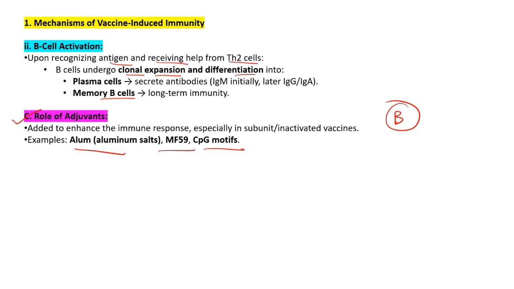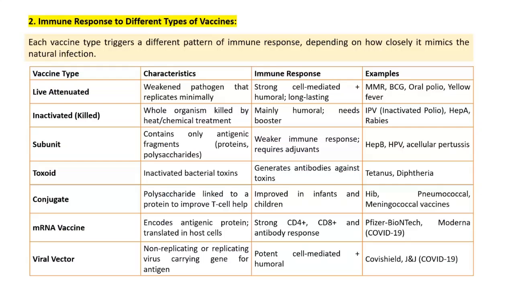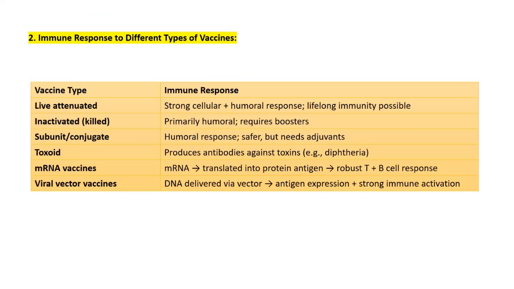So second part of the 6th unit, what it is, immune response to different types of vaccines. So I have also included the detailed part. So firstly discuss this one very quickly. So this is the first part. We are having different kind of vaccines: live attenuated vaccine, inactivated killed vaccine, subunit, toxoid, mRNA, viral. So we have already studied about the vaccine type. So you can revise it if you want to just clear your understanding of this topic.